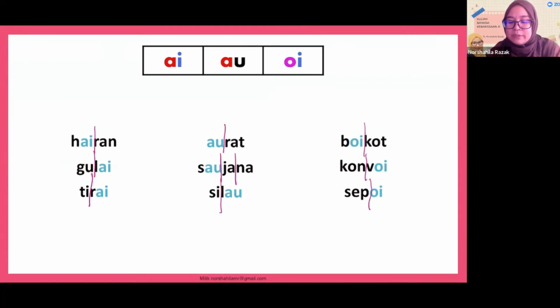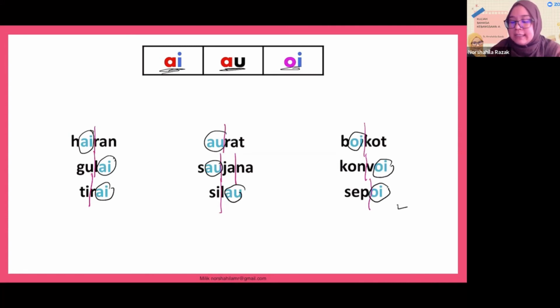Okay, now what you need to do is you need to identify AI, AU, and also OI. So you see AI here, I already color coded. So easy for you to identify. Okay, so this is a diphthong. Okay, how about if I give you something like this?